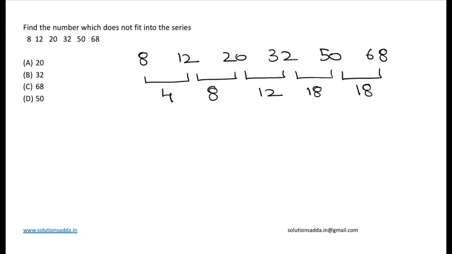We see that the difference is in multiples of 4, that is 4, 8, 12 till the fourth number, and for the fifth number the difference should be 16 and hence the number should be 48, but the given number is 50, which is wrong in this series and hence doesn't fit into the series. Hence the correct answer for this question is option D, that is 50.